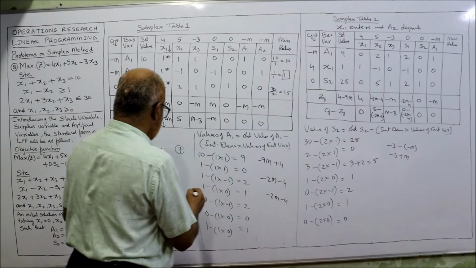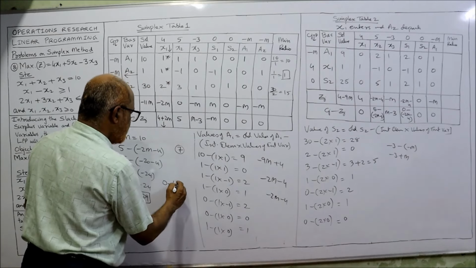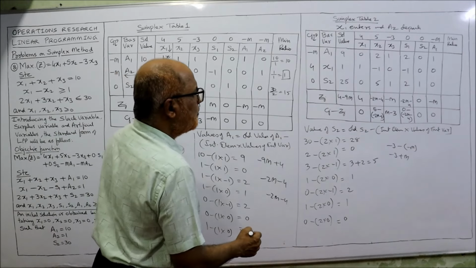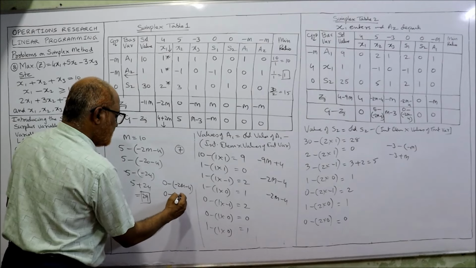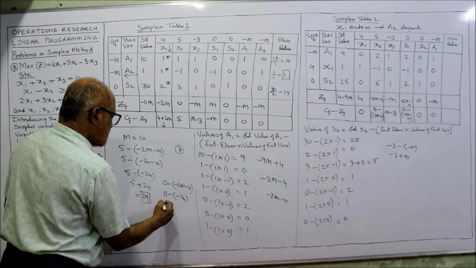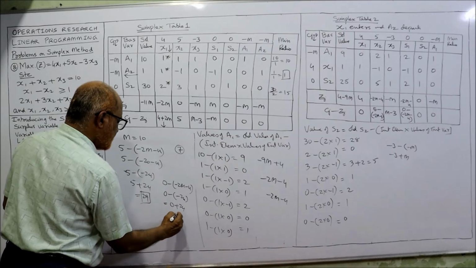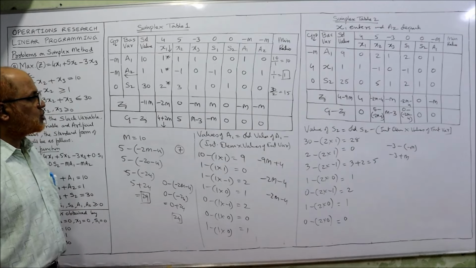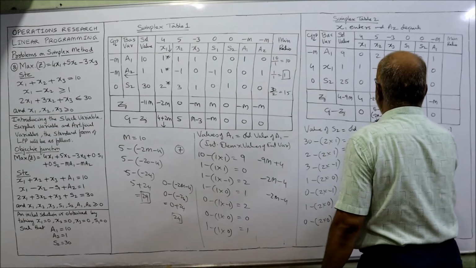Now 0 minus minus 2m minus 4. So here 0 minus 24. So 0 plus 24 is 24. Now which one is highest? The highest value is minus 29 for this value, x2. So x2 will enter.